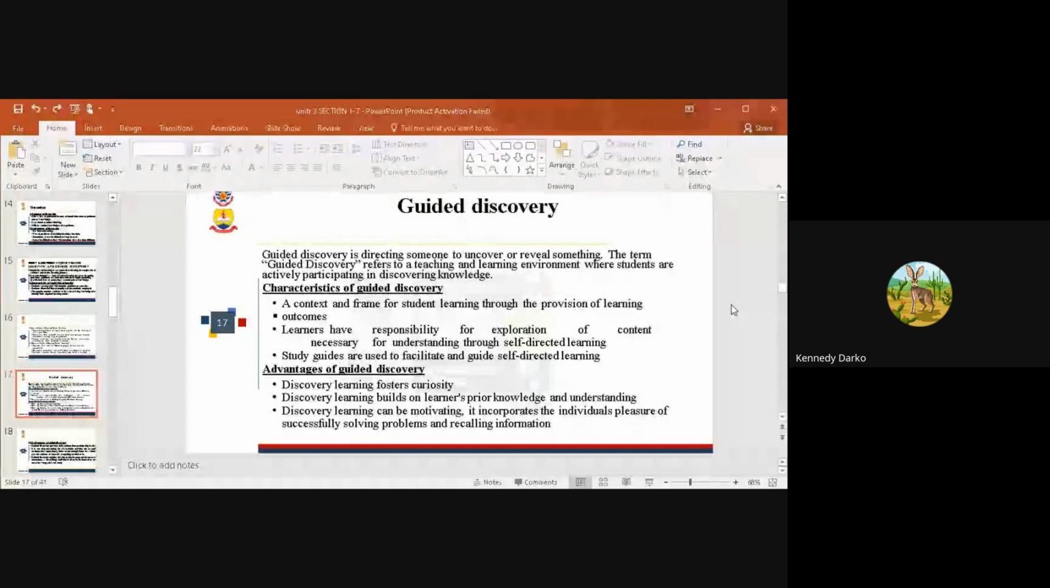Characteristics of guided discovery: a context and frame for student learning through the provision of learning outcomes. So we have to take notice of it. Then learners have responsibility for exploration of content necessary for understanding through self-directed learning. So it is their responsibility to direct themselves to learn, to acquire the knowledge.